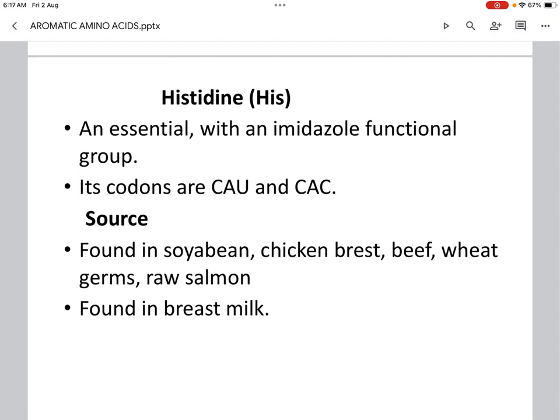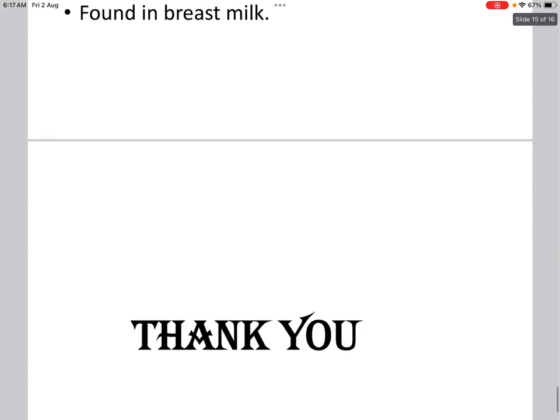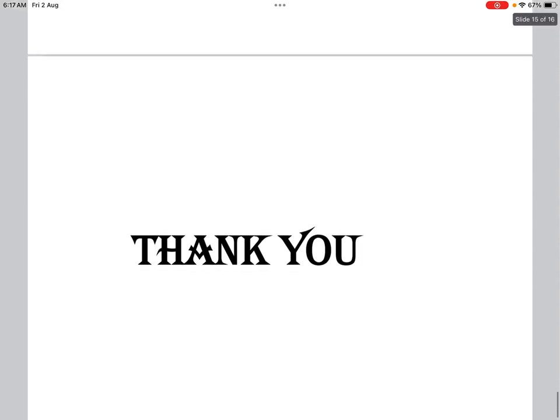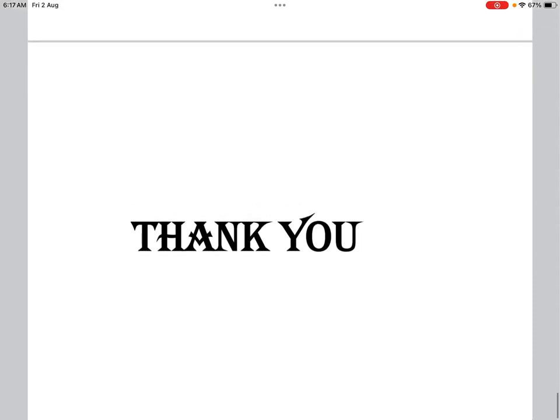Next one is histidine, an essential amino acid with an imidazole functional group. Its codons are CAU and CAC. Its sources are found in soybean, chicken breast, beef, wheat germ, raw salmon, and it is also found in breast milk. That's all about aromatic amino acids.